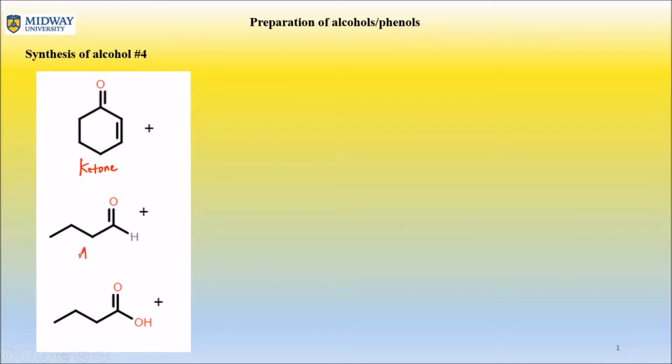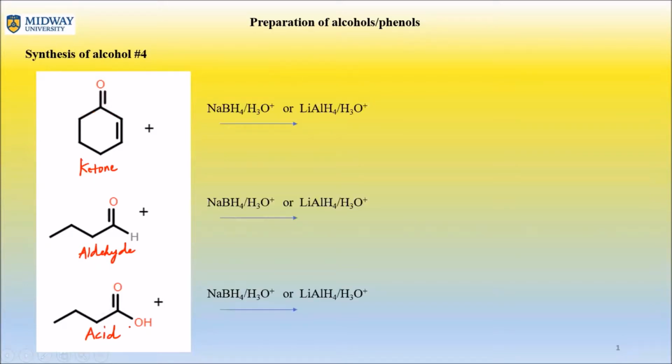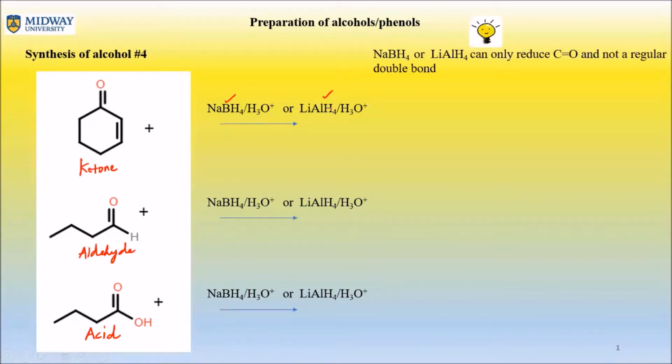So that's a ketone. The second member is part of the aldehyde family, and the third member is part of the acid family. Now, if you notice, all of them are going to be tested against a similar reactant. Now, you could use the sodium borohydride, H3O plus, or lithium aluminum hydride, H3O plus. All right. Now, if you remember from the aldehydes and ketones, whenever you use either this or this, it can only selectively reduce a carbon containing a double bond O. It will not reduce a straight up double bond. So that's the hint. The NaBH4 or LiAlH4 can only reduce a C double bond O and not a regular double bond.